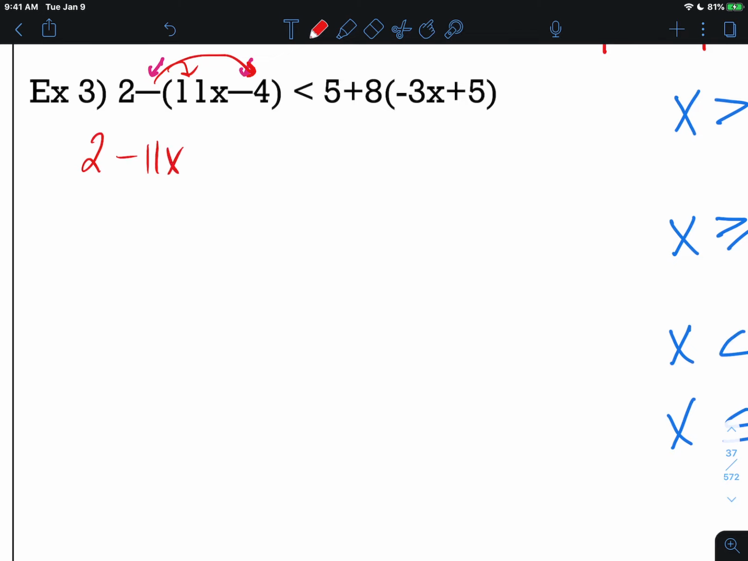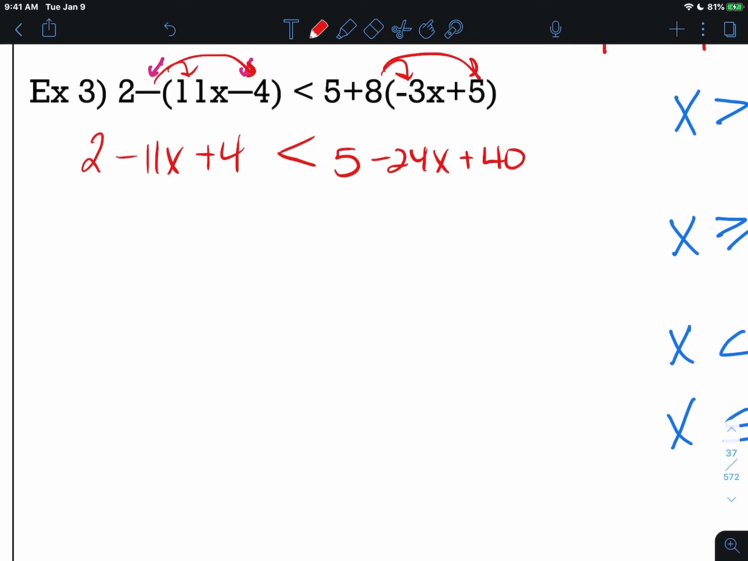2 minus 11x plus 4. And let's do the same thing over here. 5 minus 24x plus 40. Did I multiply or divide by a negative number on both sides of the equation? No. Symbol stays the same.